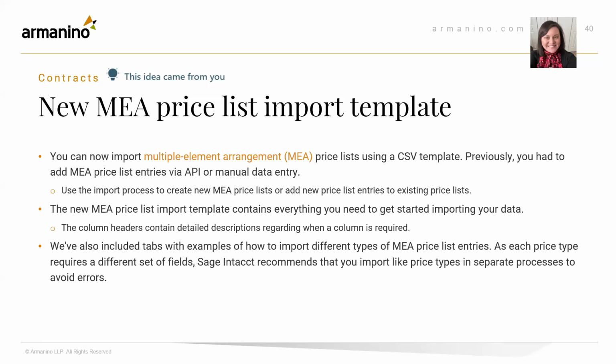This is the multi-element arrangement price list that you can now utilize the CSV template for. Again, you can go into the company setup import data area of the environment to access all the templates, and then the multi-element arrangement template will be in that as well. So this template also provides the column headers with detailed descriptions regarding when a column is required, et cetera. There are also other tabs that have been included with examples of how to import different types of MEA price list entries.